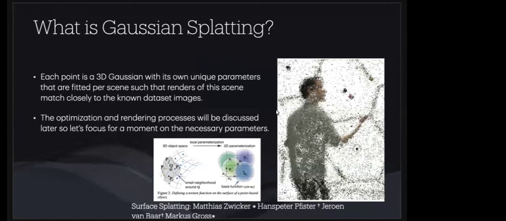Such that it renders this scene closely to the known dataset image. The optimization and the rendering process will be discussed later. So let's focus for a moment on the necessary parameters in this case.